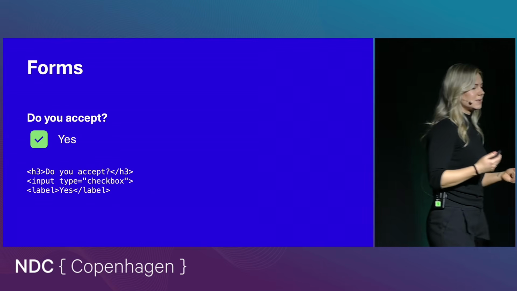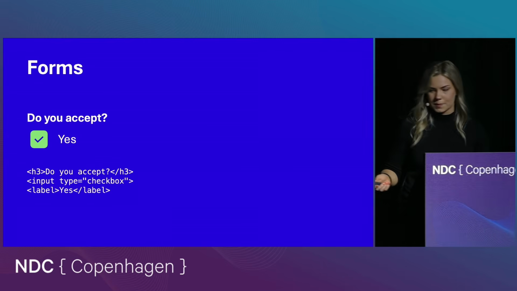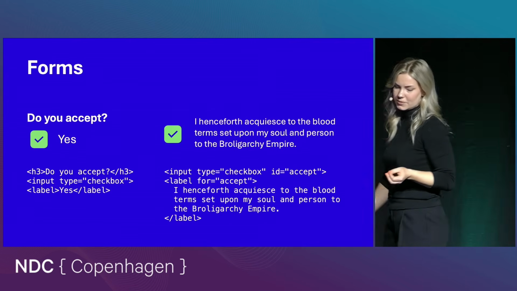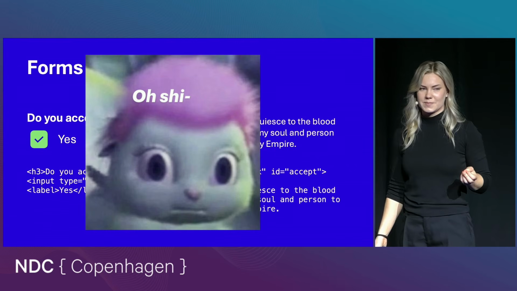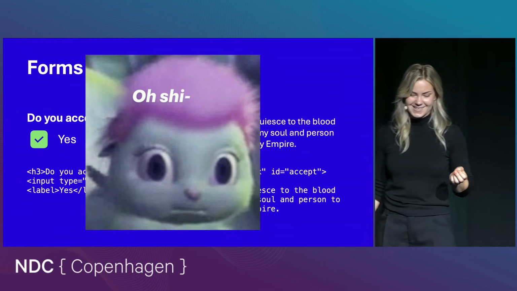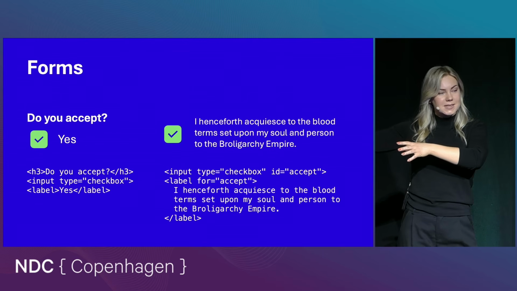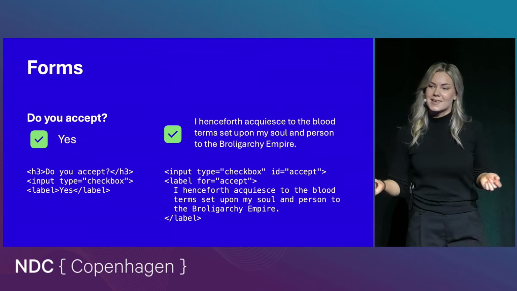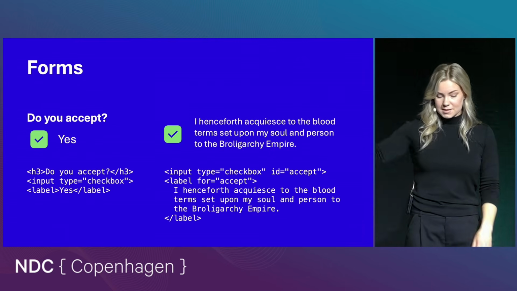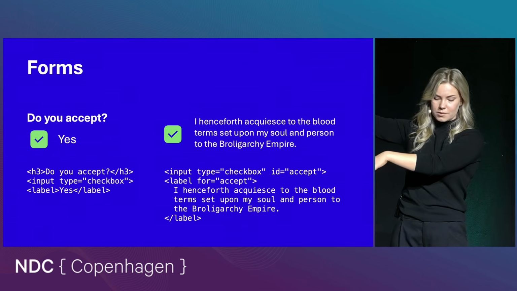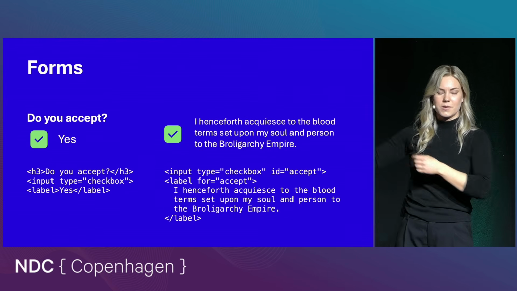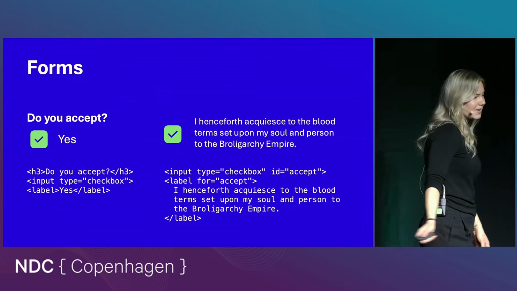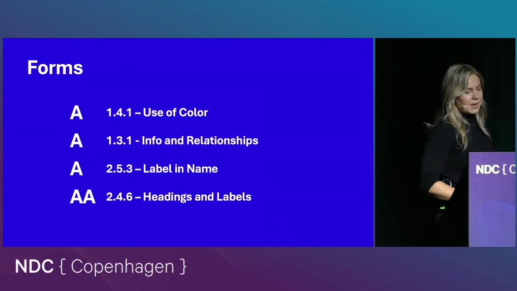So now we get to see what we were accepting. I henceforth acquaintance to the blood term set upon my soul and person to the Broligarchy Empire. Oh shit. Well, at least it's written out. Now we know what we are accepting. And they are connected together with an ID and a for. So that's nice, right? Very well, let's continue.